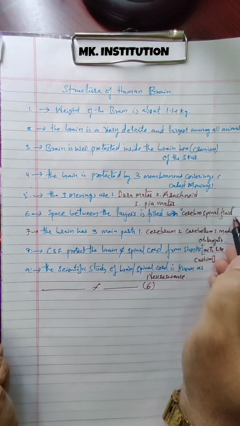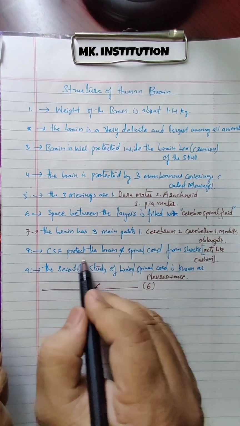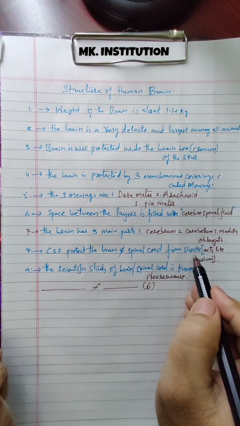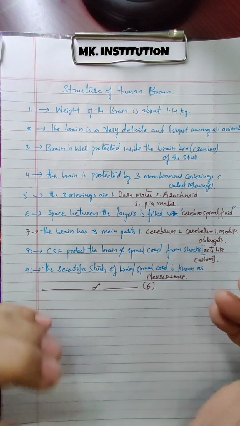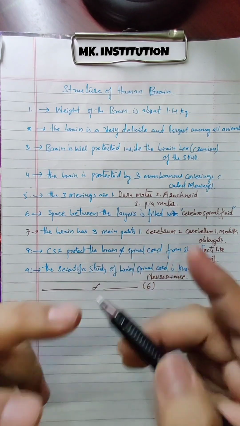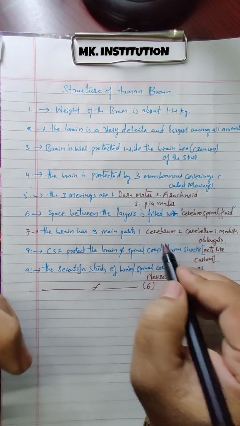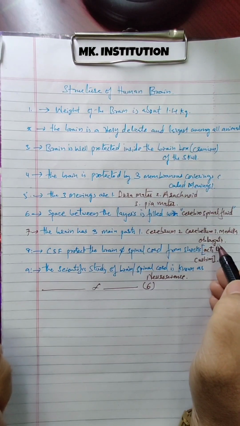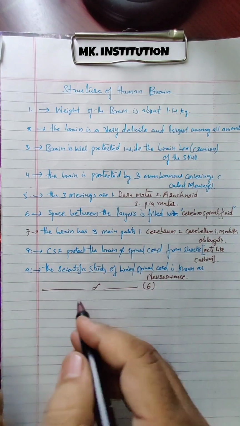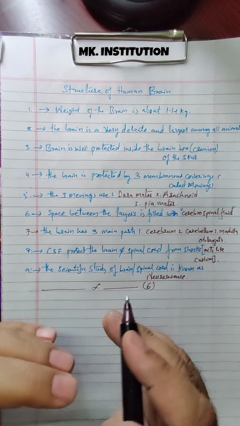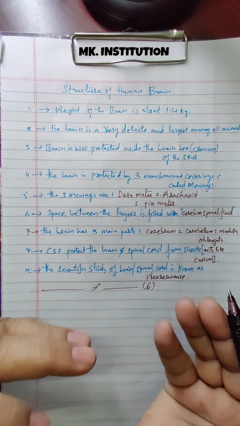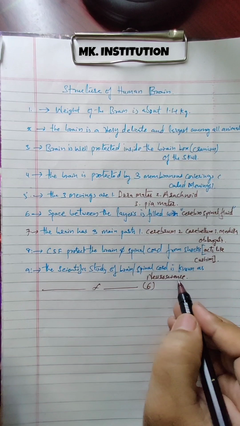What is the work of this cerebrospinal fluid? It protects the brain and spinal cord from shocks. It acts like a cushion, a soft material. And the brain has 3 major parts: cerebrum, cerebellum, and medulla oblongata. And finally, you can write one more point: the scientific study of the brain, spinal cord, and central nervous system is known as neuroscience.